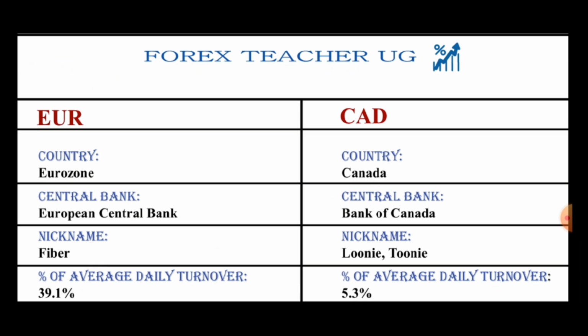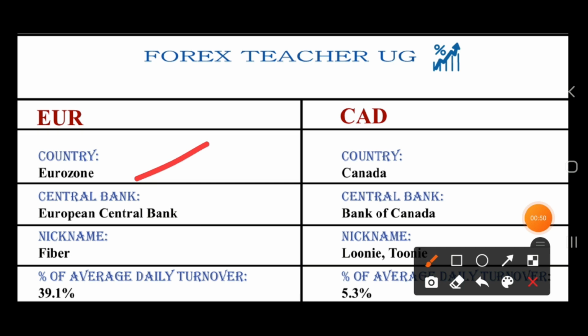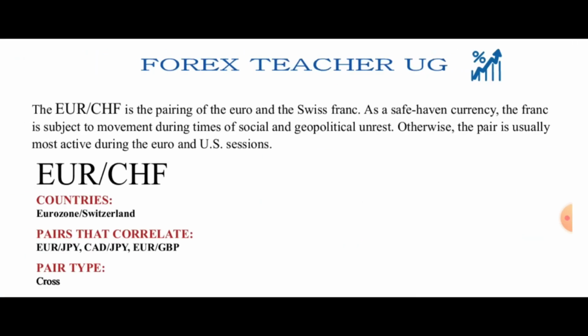Now, in more depth: the euro is, of course, from the eurozone, the central bank is the European Central Bank, and the nickname is fiber. The average daily turnover is 39.1. The CAD's country is Canada, and the central bank is the Bank of Canada. The nickname is Ronnie, and the average daily turnover is 5.3.